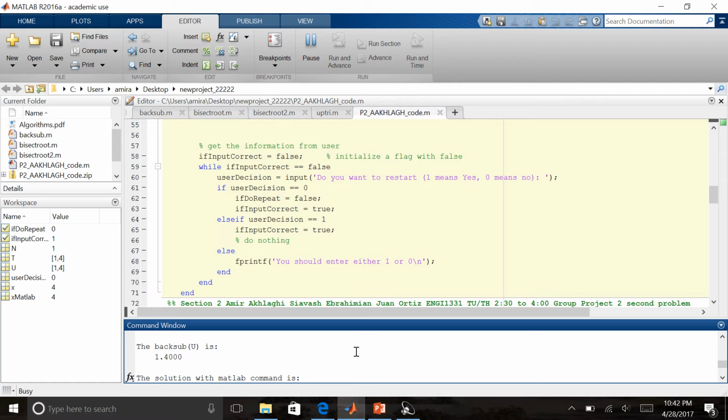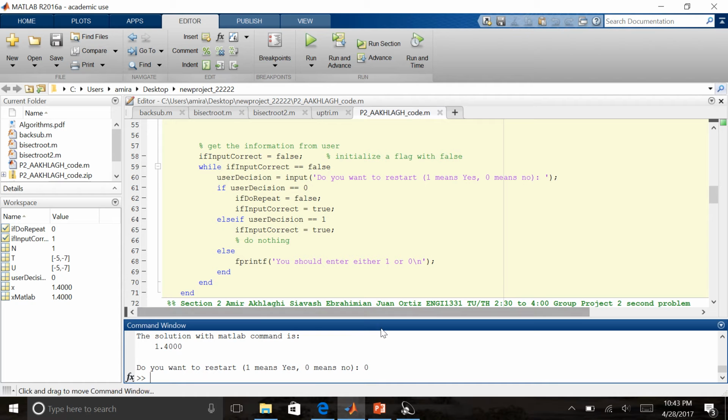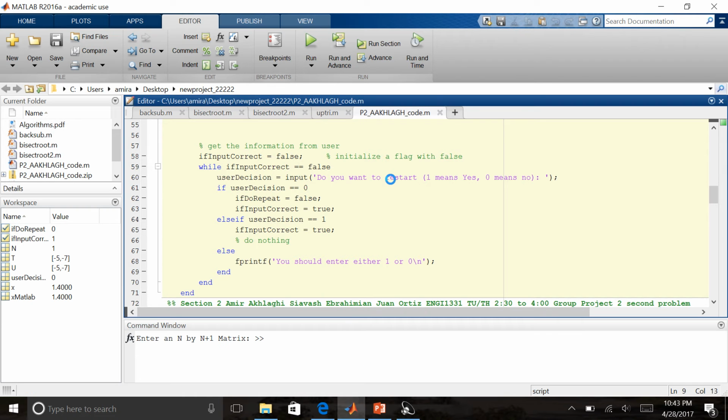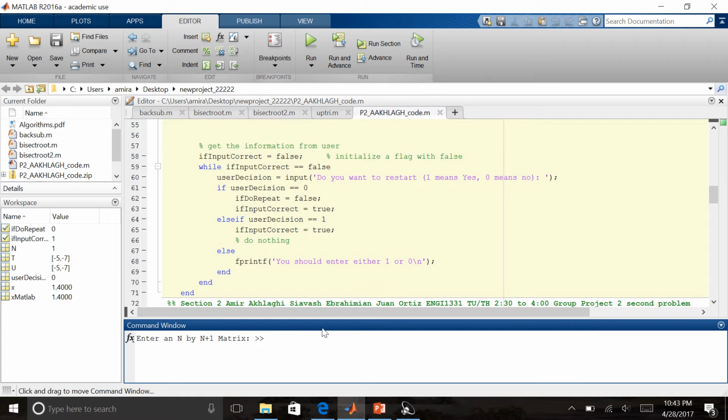And here's the solution. So we have back sub is 1.4, and if you want to restart it again, 0, no, okay. So this one works with any n by n plus 1. We could try a bigger matrix. Let me run it again. Run section. I should just press 1.